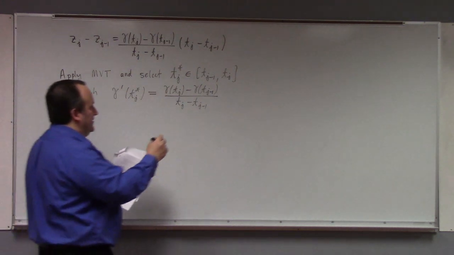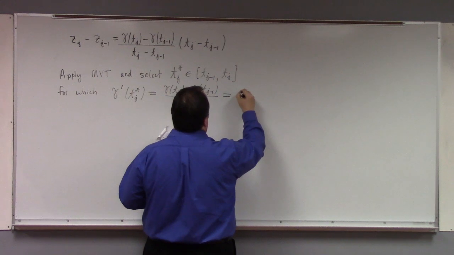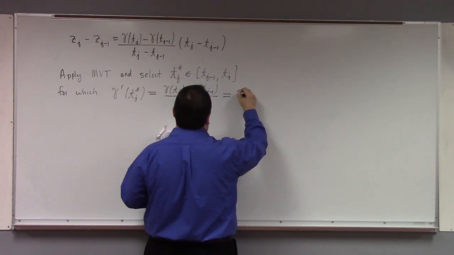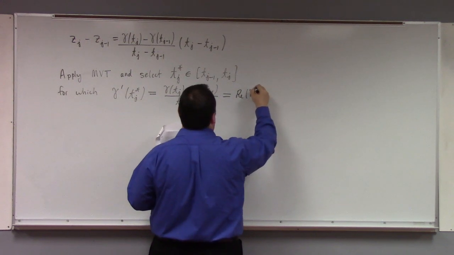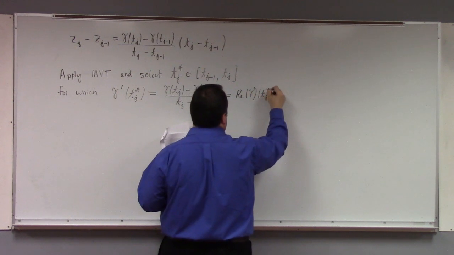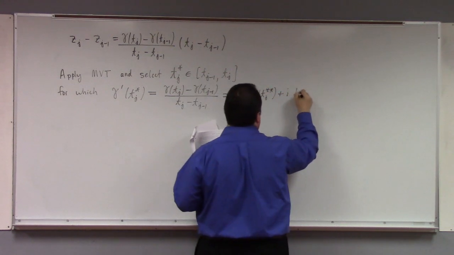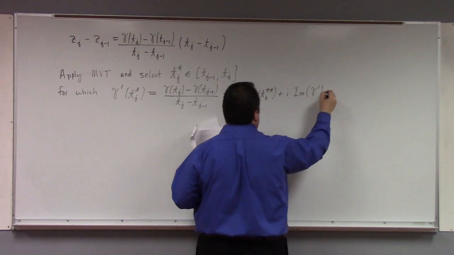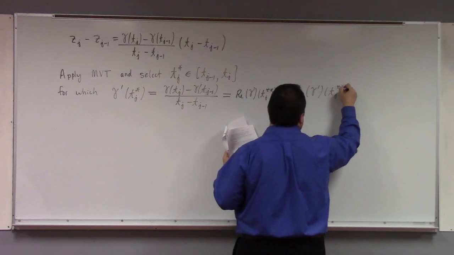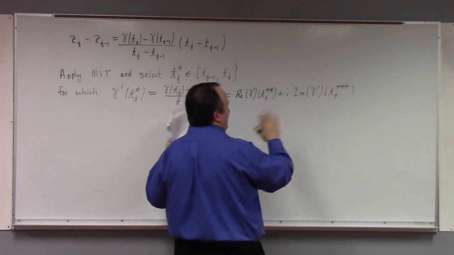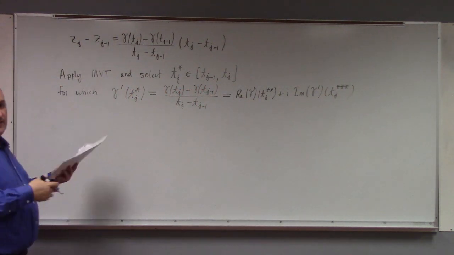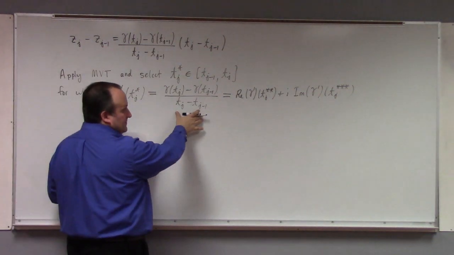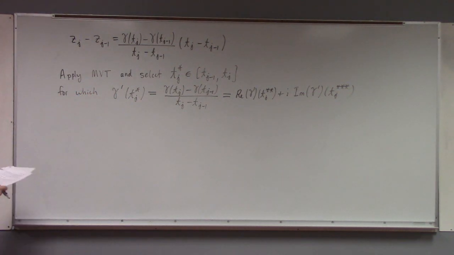What I'm trying to say is, I could say the real part of gamma prime at t_j double star plus i times the imaginary part of gamma prime at t_j triple star. It doesn't have to be the same time, which gives you this average rate in principle, because the real and imaginary parts of the complex velocity here are not necessarily related. Anyway, moving on here.